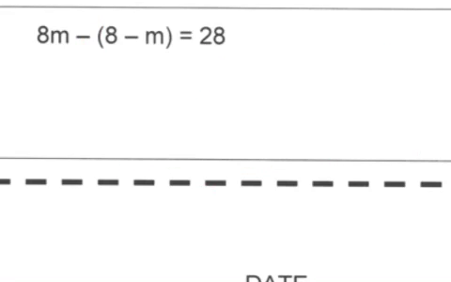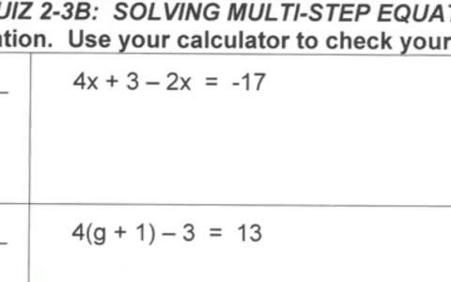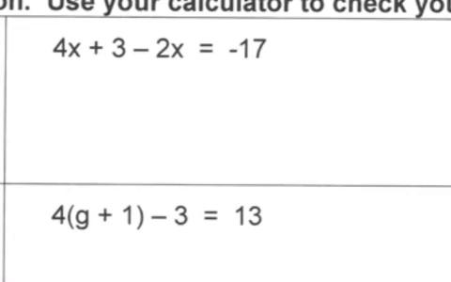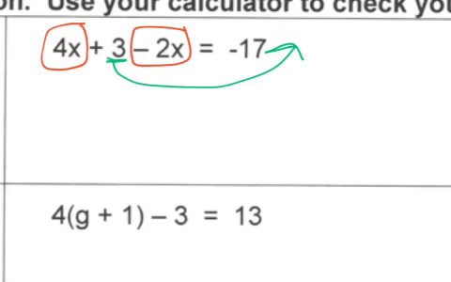Alright, once more, pause it, write down this problem. And we've already done one like this before, but I will show a couple of these twice. Both my x's are on the left, that's good, I just need to combine them, but that positive 3 needs to move to the right. So 4x plus a negative 2x gives me a 2x.